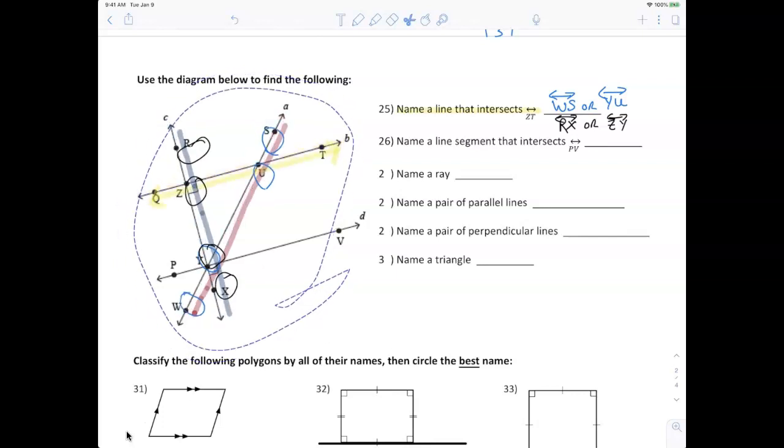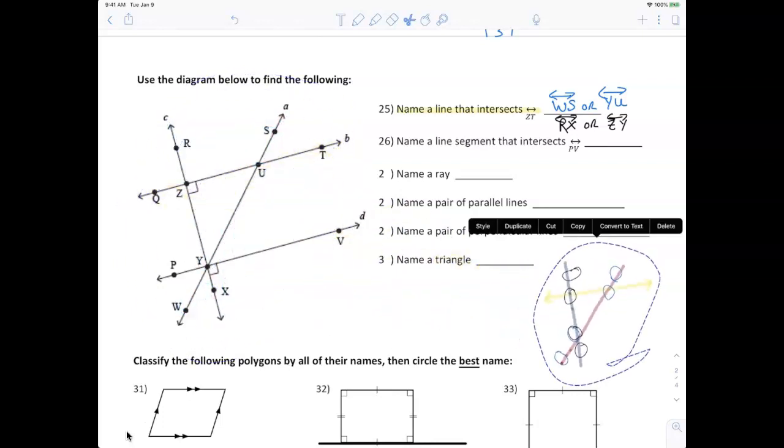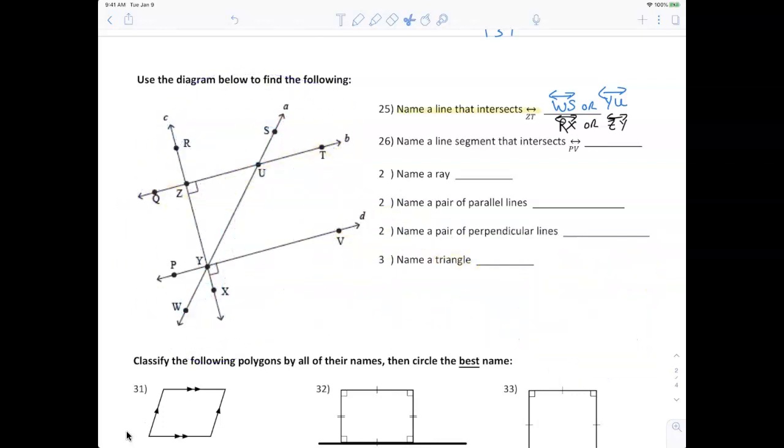And then we're going to answer 26. Name a line segment. A line segment. This is the key. A line segment, because we're looking for a line segment that has to have endpoints. So where is PV?